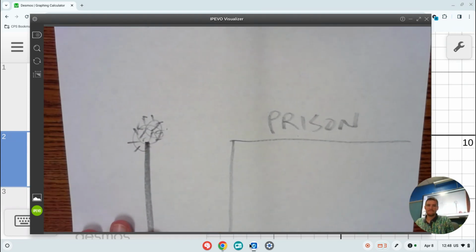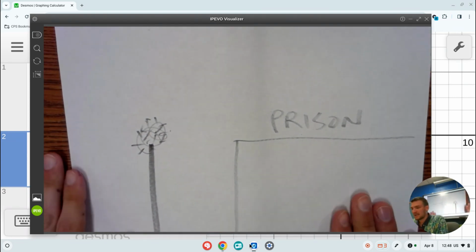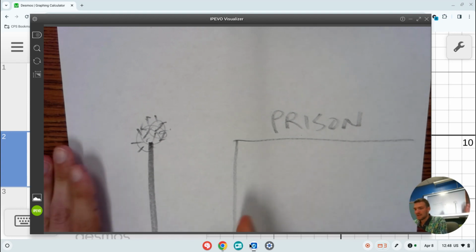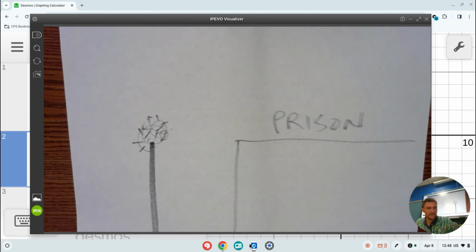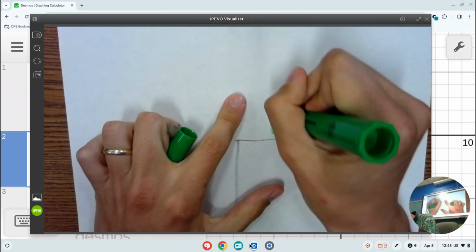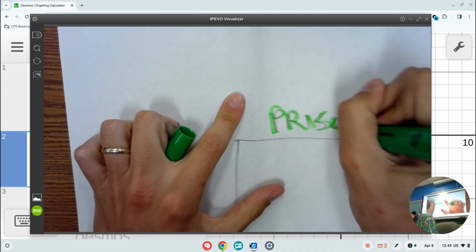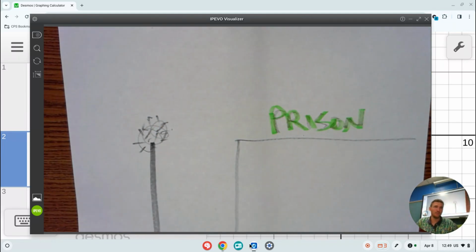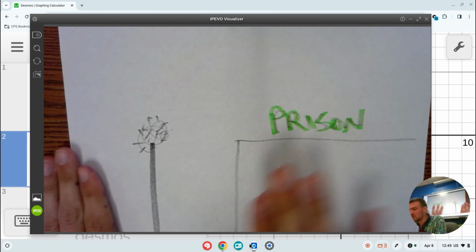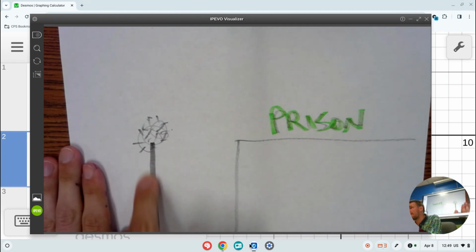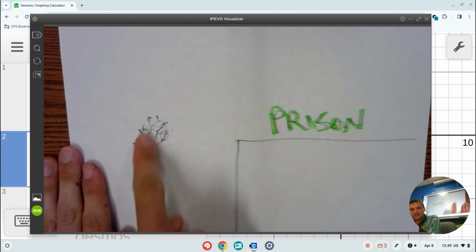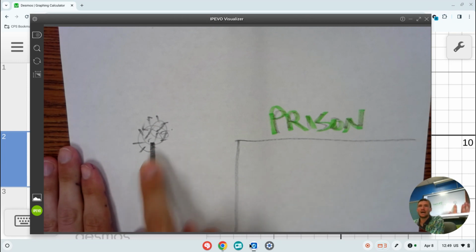Here's what we got. We got a piece of paper. This word, it's getting harder to see as the day goes on, I guess. This word is prison. Okay? We got jail going on here. Okay? And in this jail, we have a barbed wire fence. You guys see my fence right here? And on top of that fence, we got barbed wire.